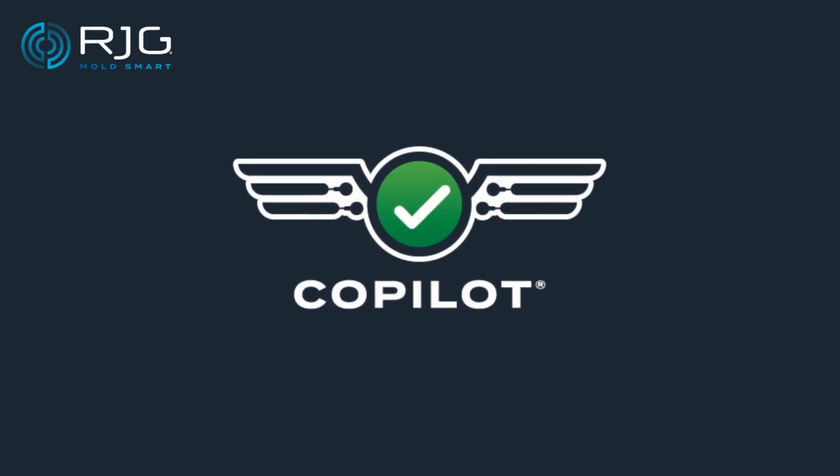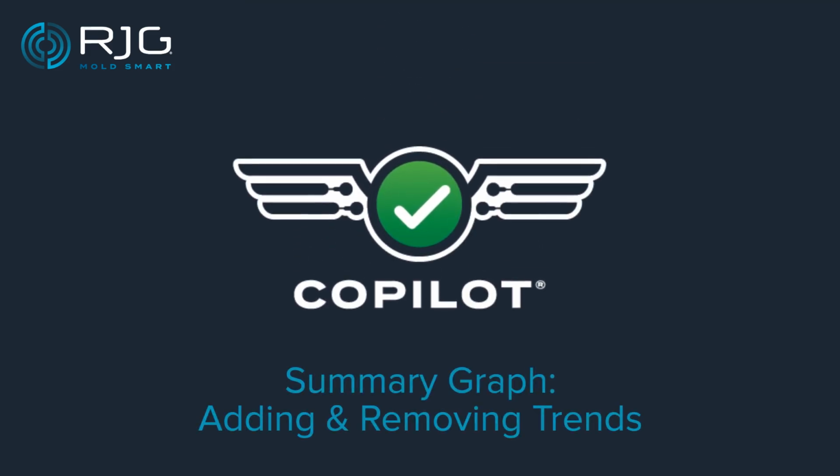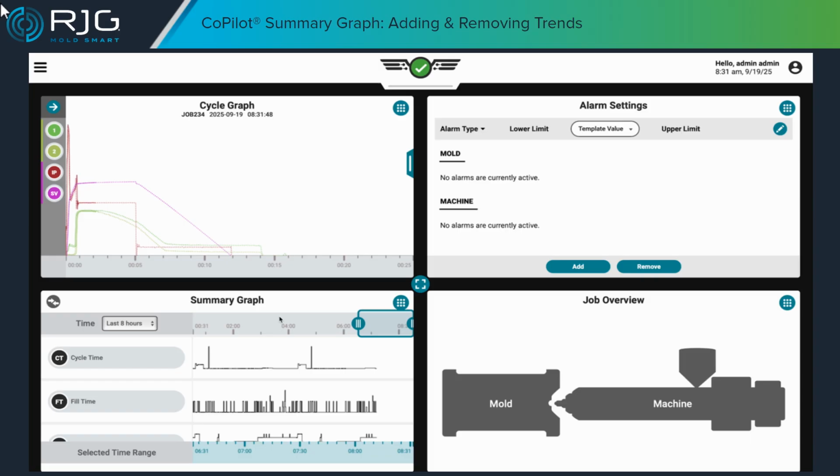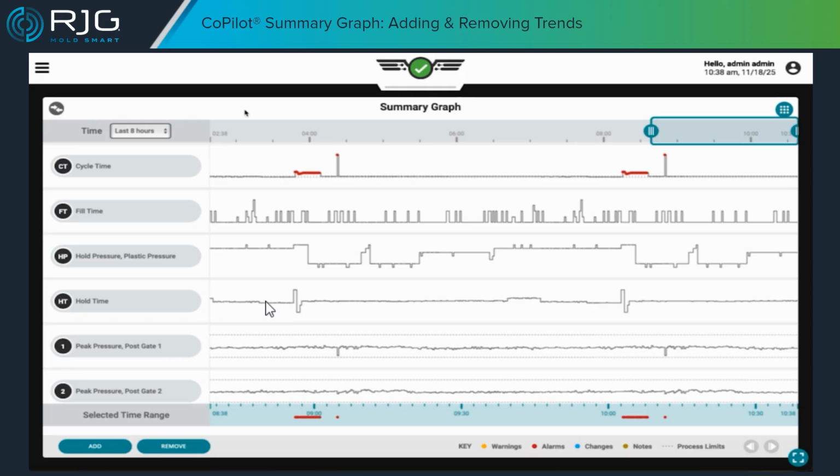RJG's CoPilot software. Summary Graph, adding and removing trends. The summary graph can be accessed by double-tapping the summary graph card from the CoPilot Job Dashboard. Here, we can see the full-screen view of the summary graph. The summary graph is a visual representation of information over time.